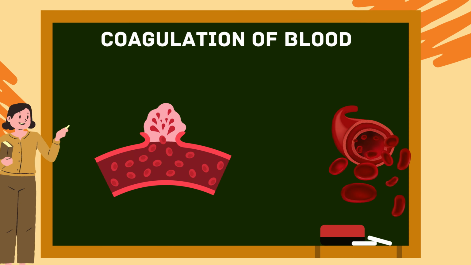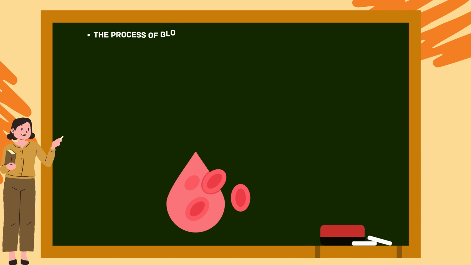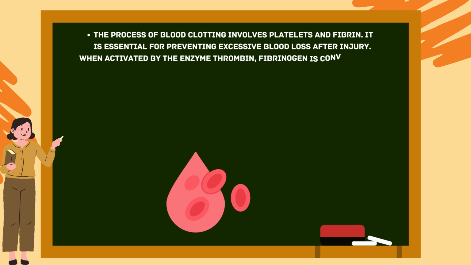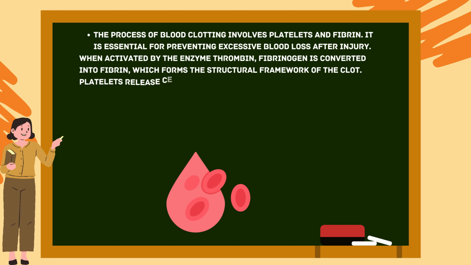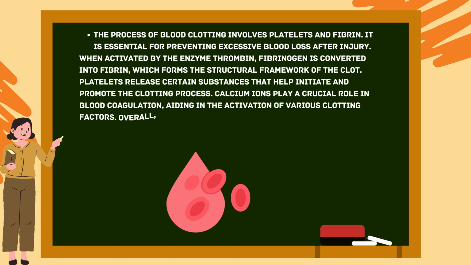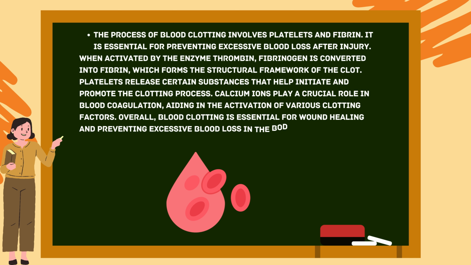pregnancies. Coagulation of blood. The process of blood clotting involves platelets and fibrin. It is essential for preventing excessive blood loss after injury. When activated by the enzyme thrombin, fibrinogen is converted into fibrin, which forms the structural framework of the clot. Platelets release certain substances that help initiate and promote the clotting process. Calcium ions play a crucial role in blood coagulation, aiding in the activation of various clotting factors. Overall, blood clotting is essential for wound healing and preventing excessive blood loss in the body.